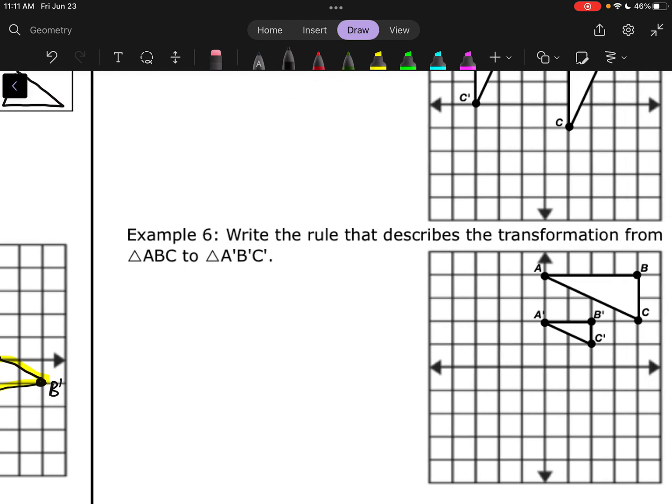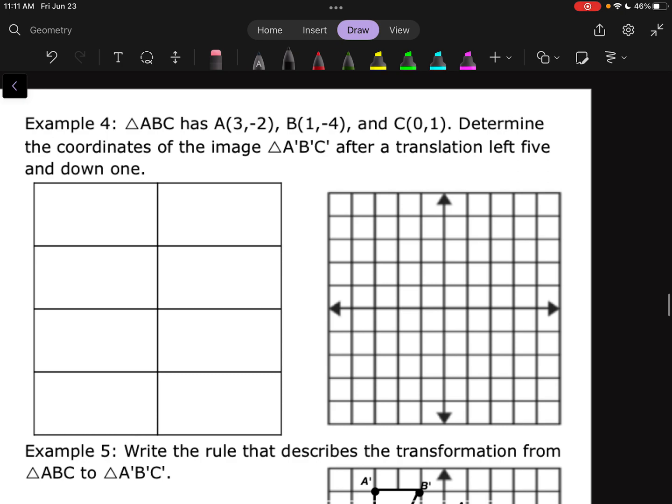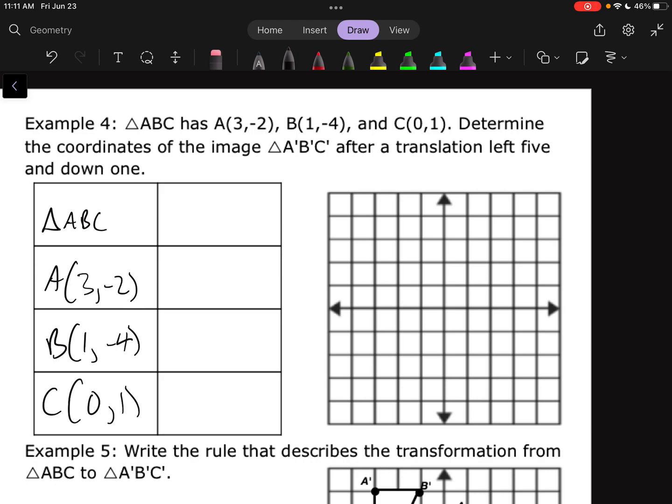All right. What do we got here at the end? All right, so one more triangle, triangle ABC. Got 3, negative 2. We got 1, negative 4. We got 0, 1. And what are we trying to do here? We're going to translate it left 5, down 1. Let me get these plotted real fast. There's A, 1, negative 4 is B, and 0, 1 is C. All right, left 5, down 1.